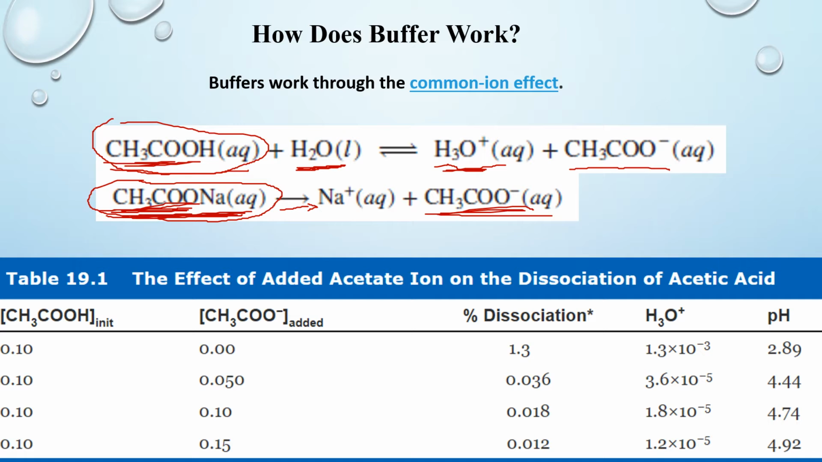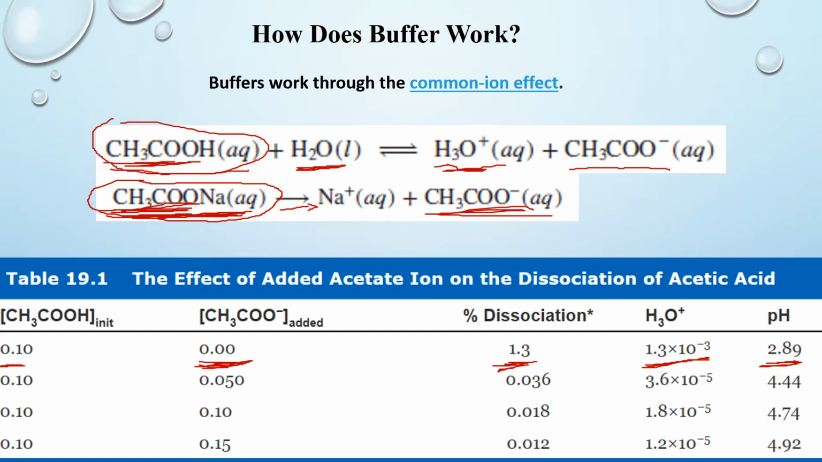Before we do that, let's look at this table first. If you have acetic acid only, without adding any acetate salt, you see 1.3% of the acetic acid dissociates, generating this amount of proton, and the corresponding pH is 2.89. So now you didn't add any acetate ion into the acetic acid.